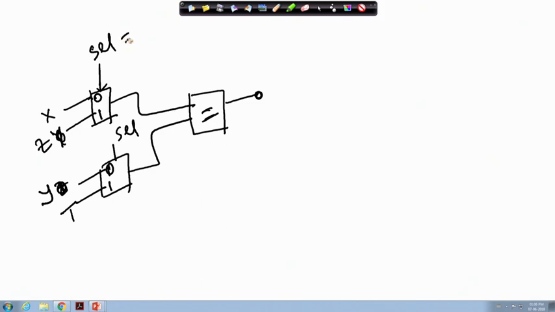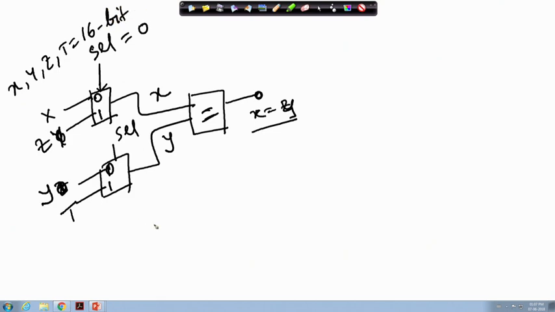Whenever this select equals 0, from here it will select x, and from here it will select y. So it will compare whether x equals y. Here, if I consider x, y, z and t, each of 16 bit, then this is 16 bit, this is 16 bit, and this is 16 bit too.